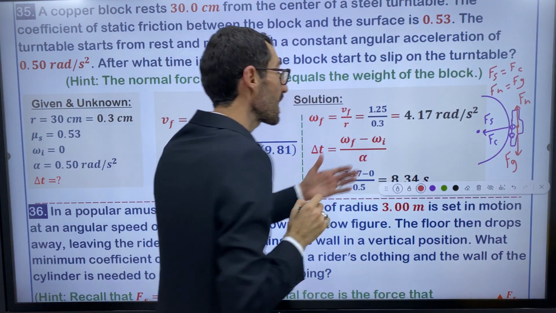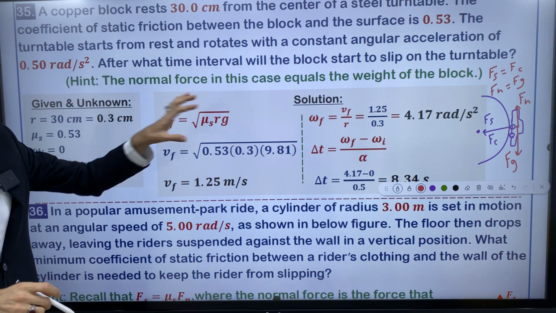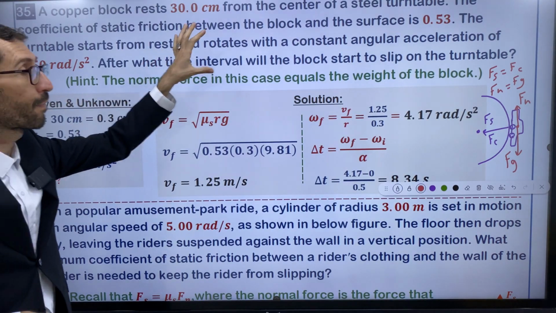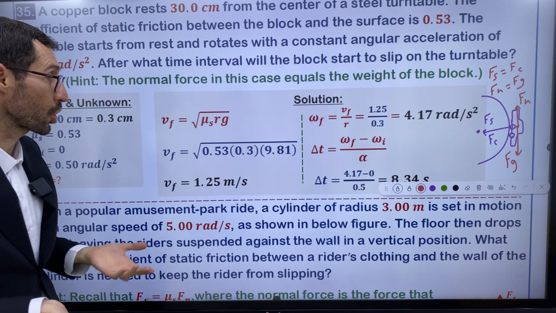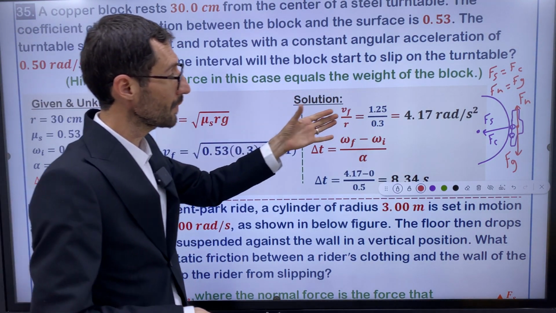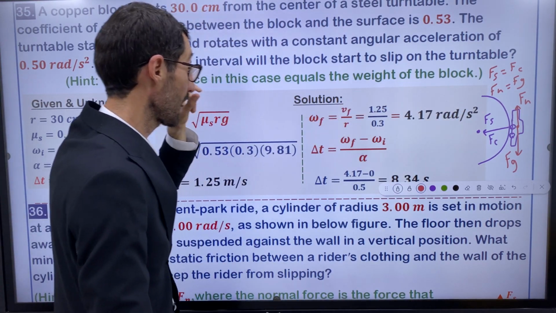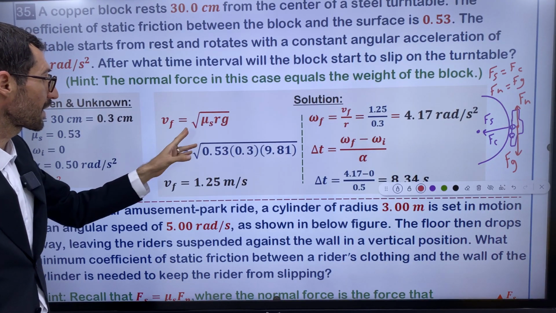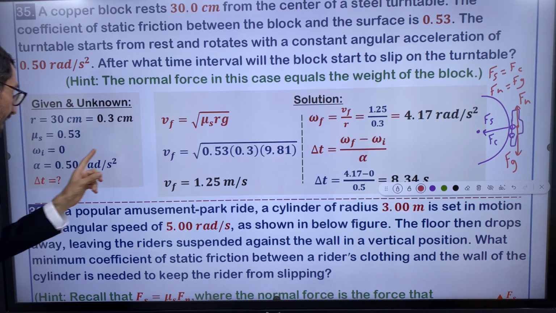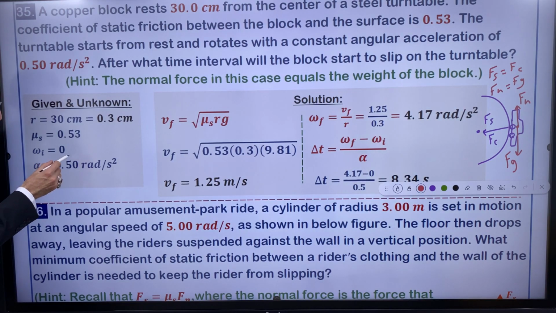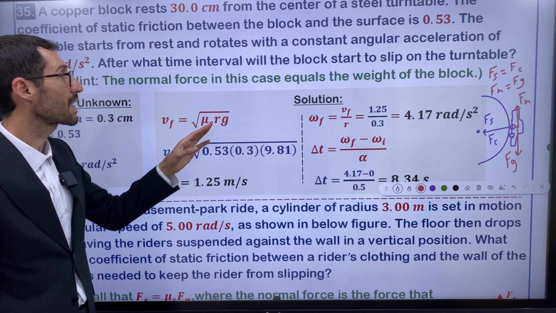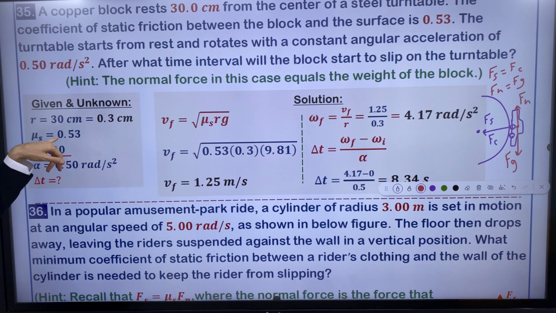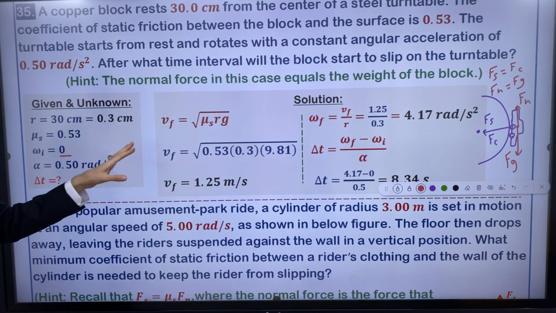Anyway, this information is true for the copper block as well, because here friction is in charge of maintaining the copper block in a circular track. That's why it's true for this question as well. So Vf is equal to, why do we say Vf? Because it says the object starts from rest. So Vf is equal to radical mu s R g. Mu s is given, right? We have mu s 0.53.